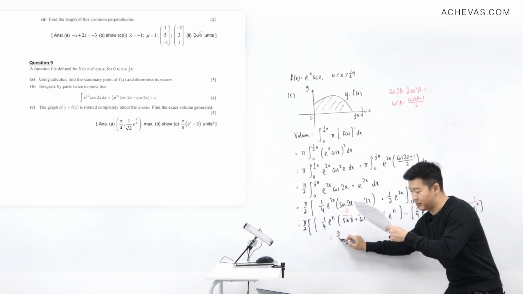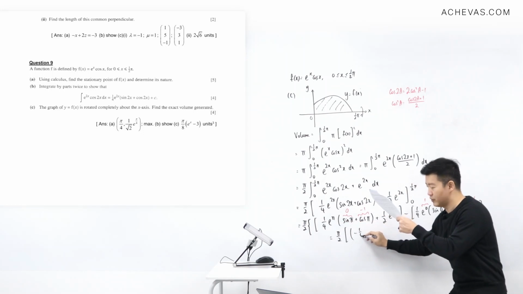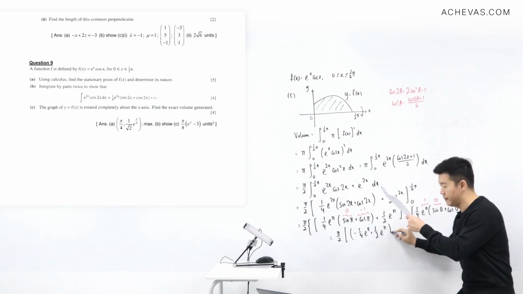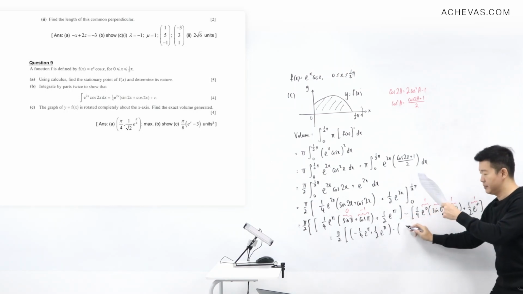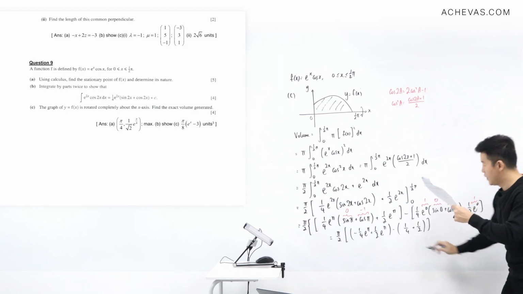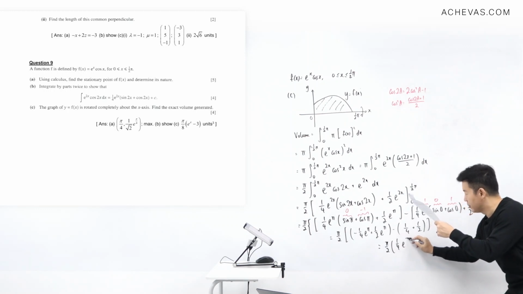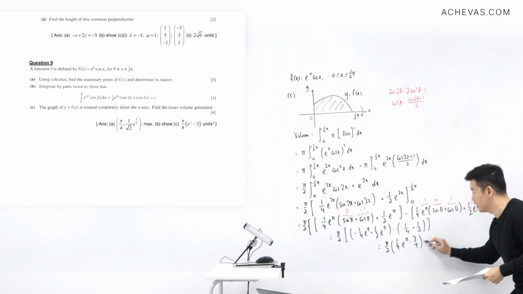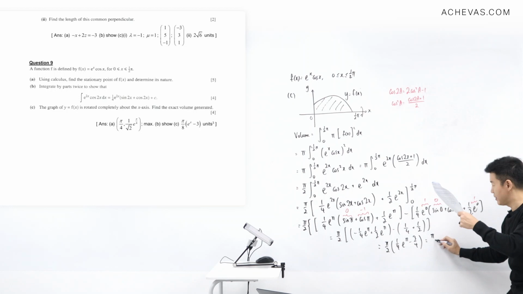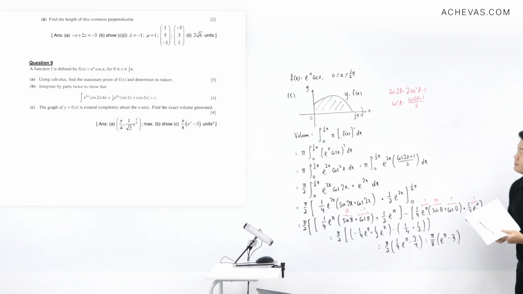So we will be getting pi over 2 of this will become minus 1 over 4 e to the power of pi plus 1 over 2 e to the power of pi. Then minus away, this will become 1 over 4 plus 1 over 2. So this will be equal to pi over 2, 1/4 e to the power of pi minus 3/4. We can leave it as this, or we can also factorize out 1/4, giving me my final answer as pi over 8 e to the power of pi minus 3.